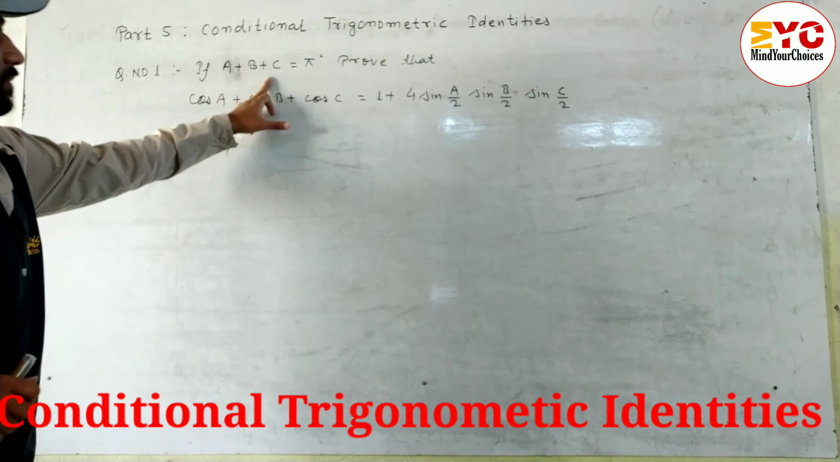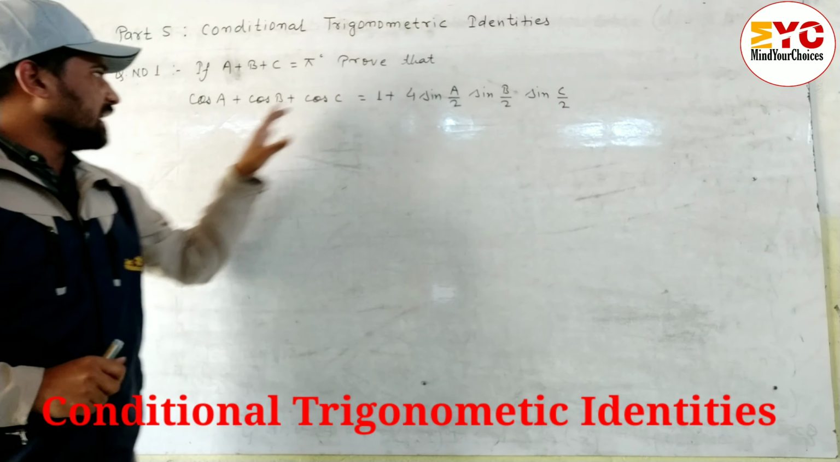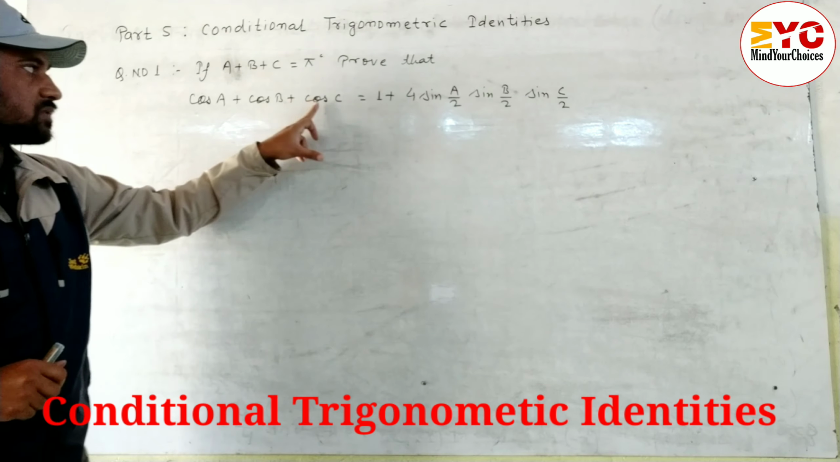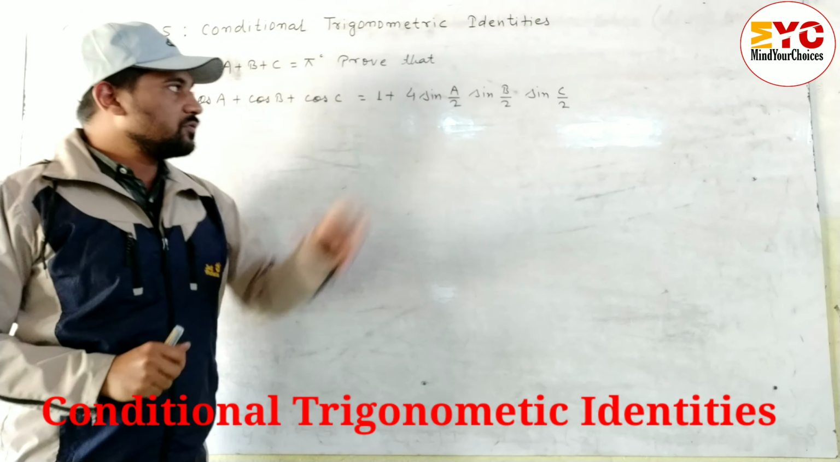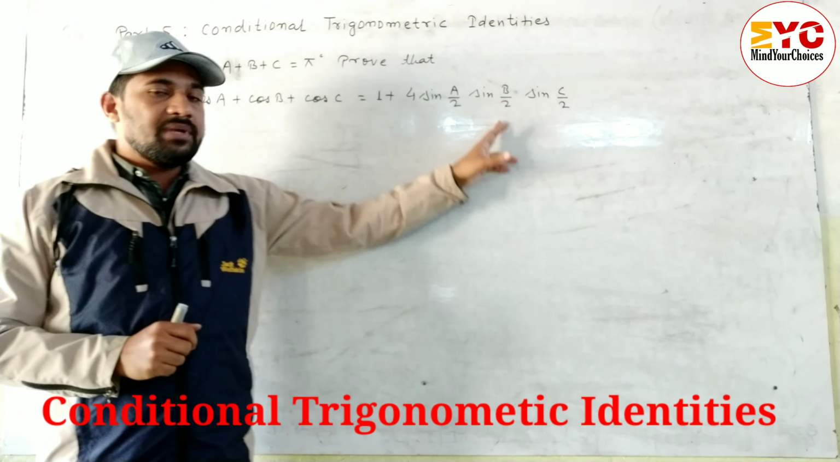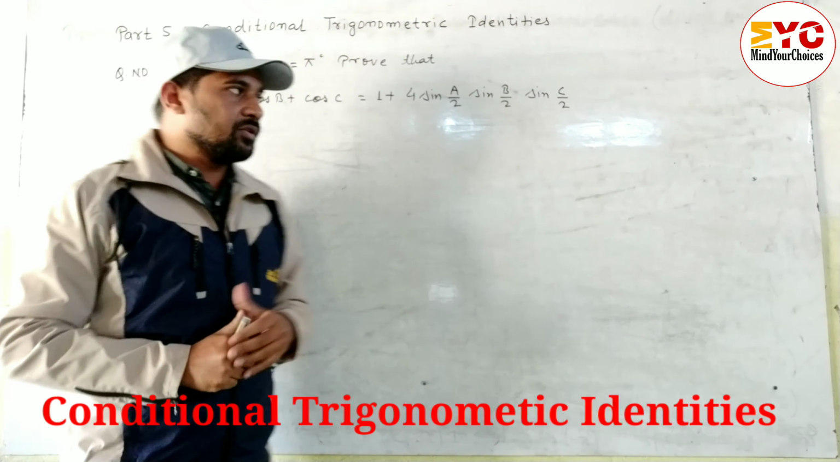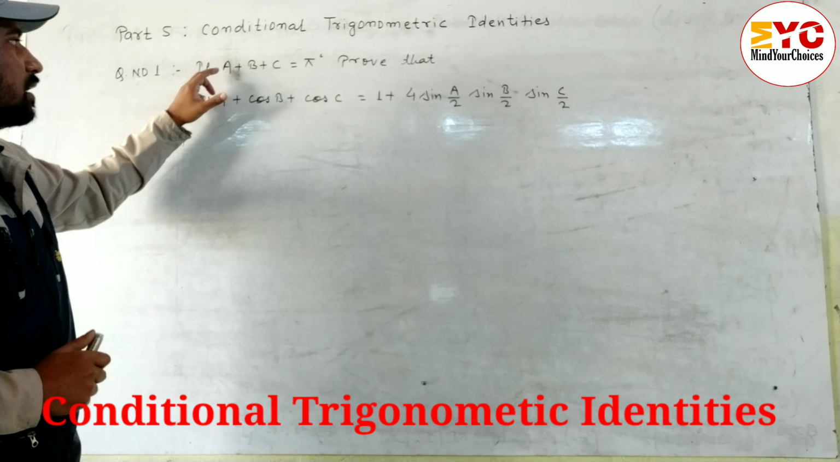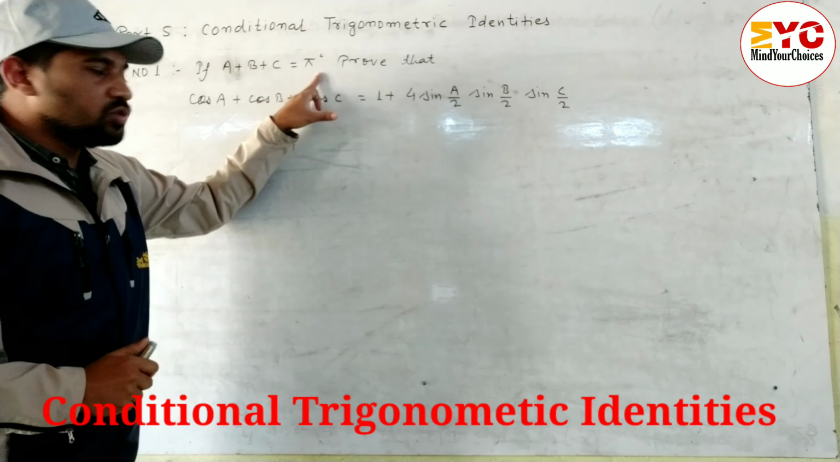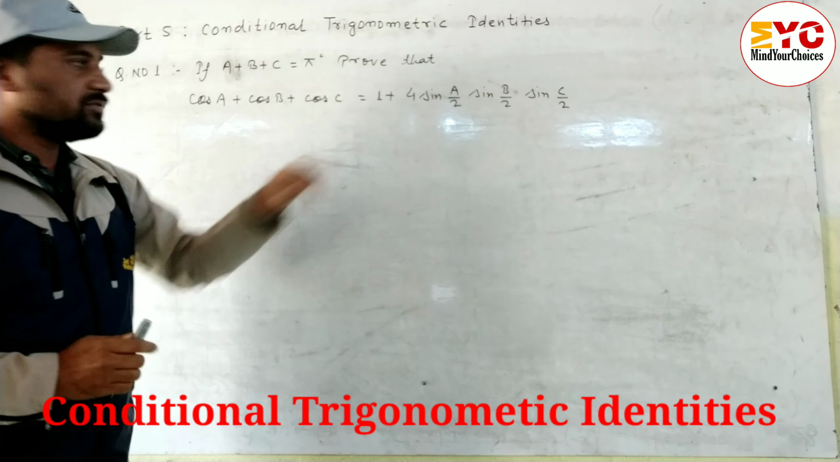If a plus b plus c is equal to pi, prove that cos a plus cos b plus cos c is equal to 1 plus 4 sine a by 2, sine b by 2 and sine c by 2. Here one condition is given, a plus b plus c is equal to pi. Now we have to prove this.